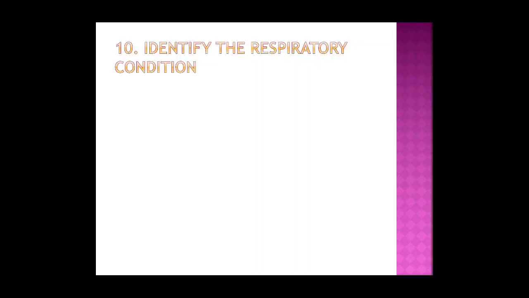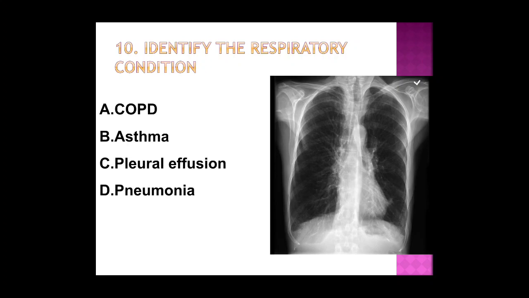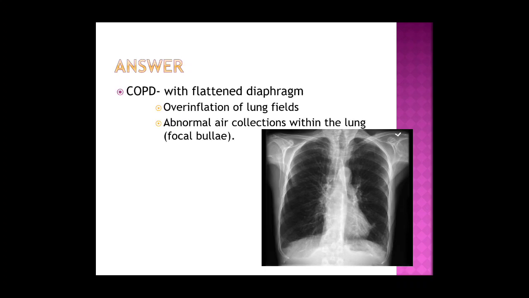Next question. Identify the respiratory condition. Options: COPD, asthma, pleural effusion, pneumonia. Answer: COPD. It is a group of progressive lung diseases and the most common causes are emphysema and chronic bronchitis.